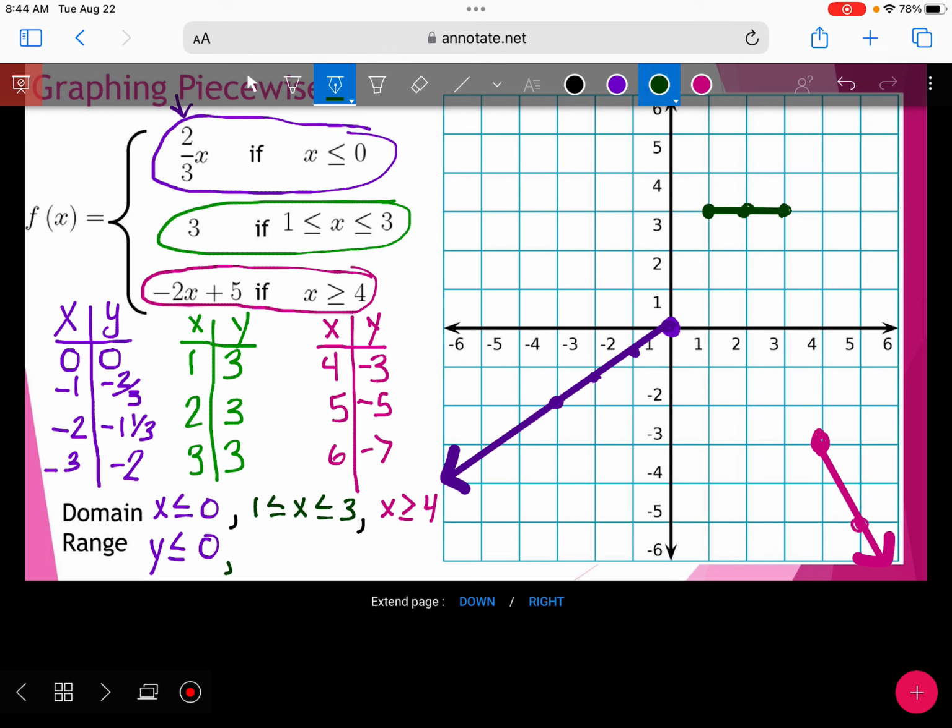For the green piece, what's going on there? What is my range? It's just 3, right? They're stuck at 3. So we have to kind of smush it together. We're going to use a wiggly bracket, and we're just going to put 3. It's just 3.